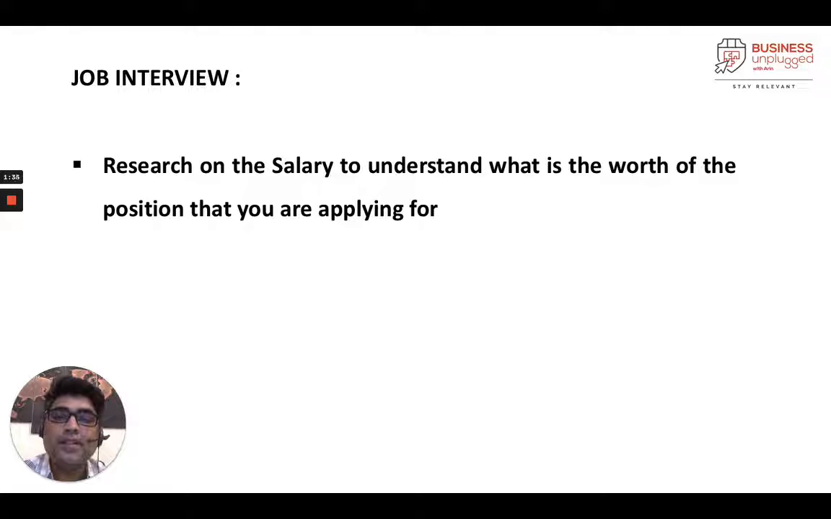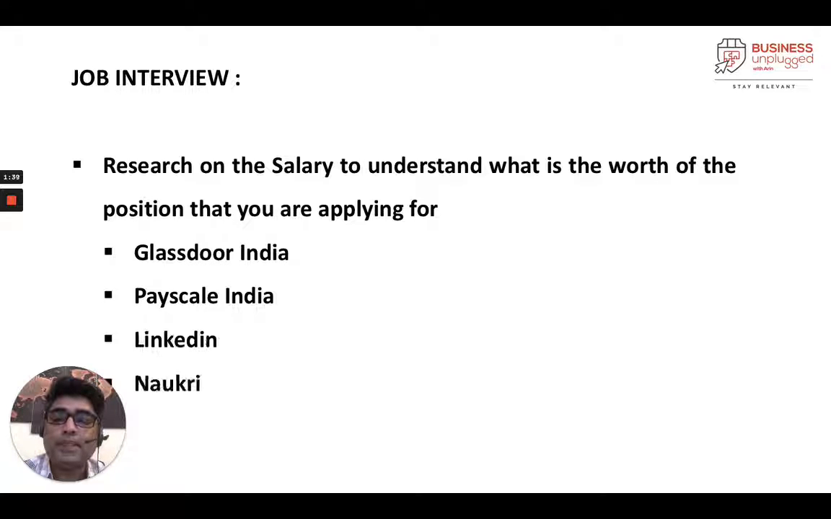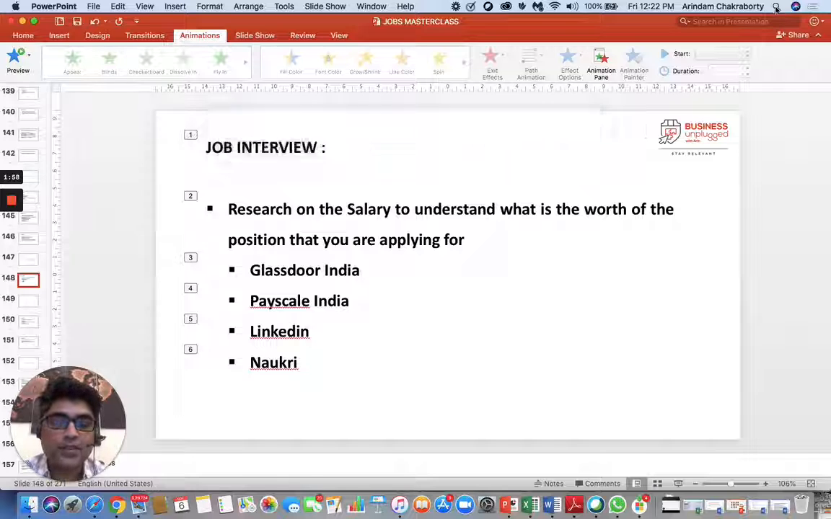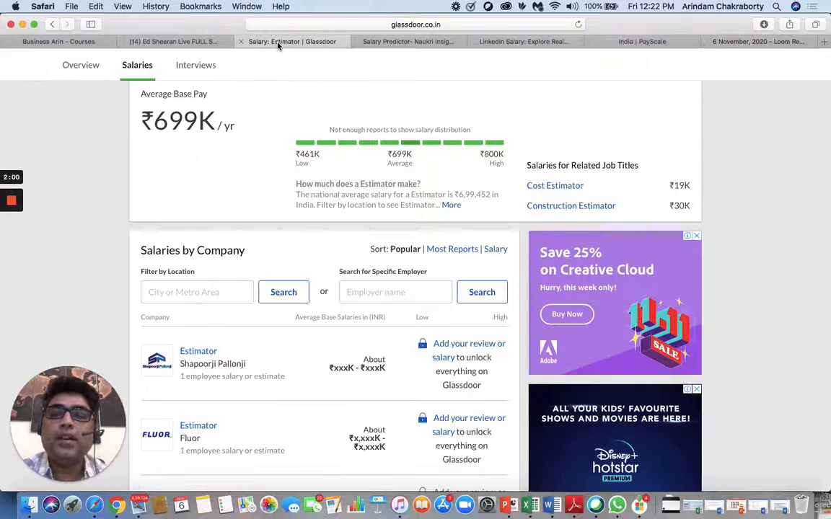So there are different websites around that, like Glassdoor India, Payscale India, LinkedIn, Naukri, right? There are certain platforms like this where, once you go, you can really understand what the profile pays in that particular country, in that particular location. So let me take you through, and that will give you a fair bit of understanding of how to go about it, right? So this is, say, Glassdoor, right? I'll be sharing the links with you in an attachment, so don't worry about that.